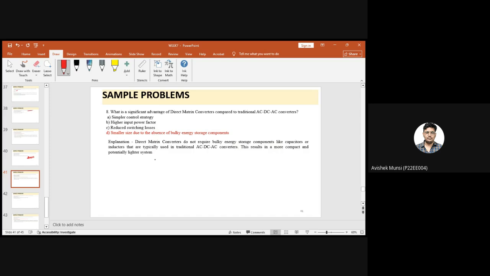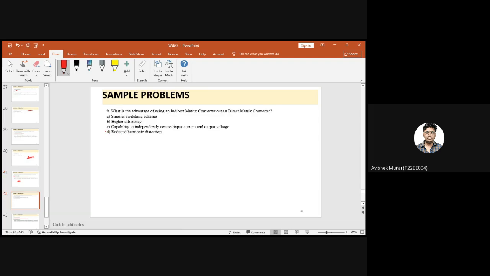Obviously, if we use a direct matrix converter, we have only one stage from AC to AC, so you are able to convert it directly. So it is smaller in size due to the absence of bulky energy storage components. Okay. So what is the advantage of using an indirect over a direct? Is it a simpler switching scheme, higher efficiency, reduced switch harmonic distortion, or the capability to independently control input current? So which one is correct?